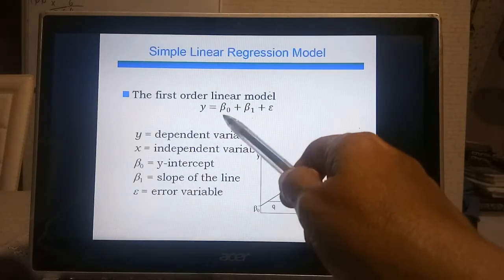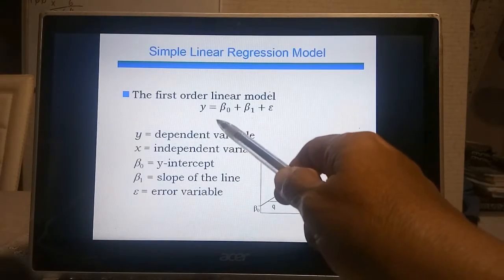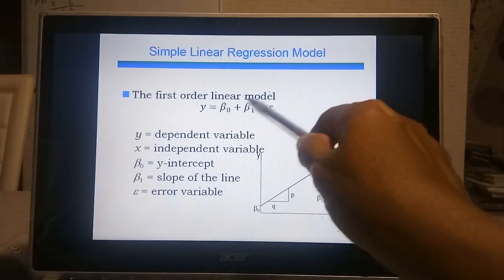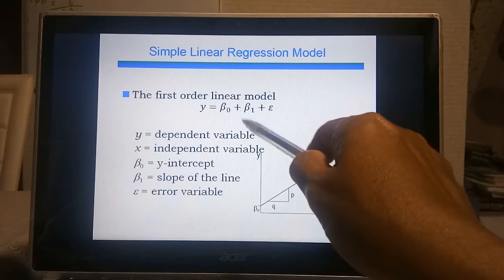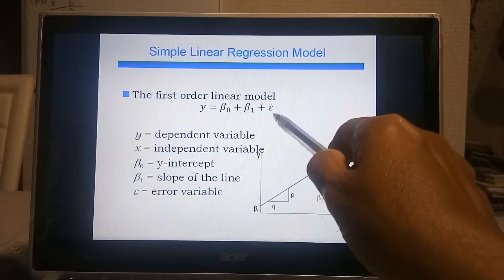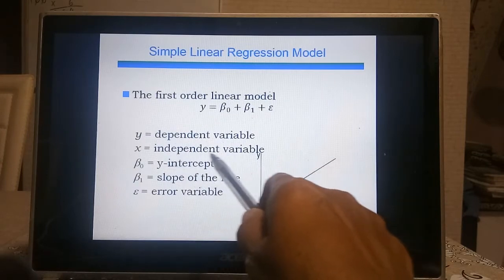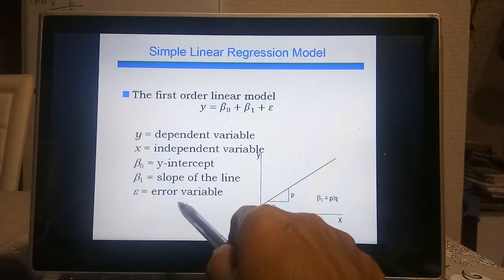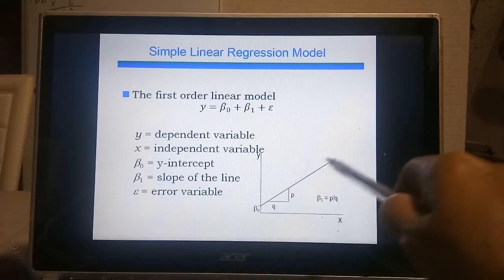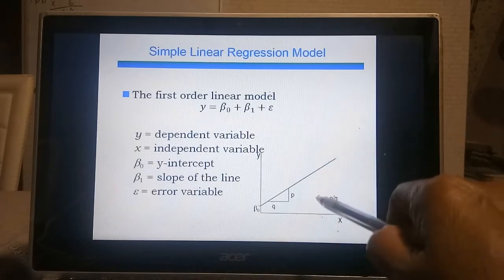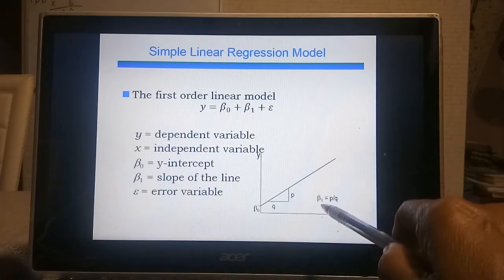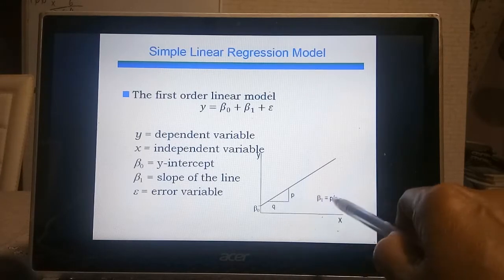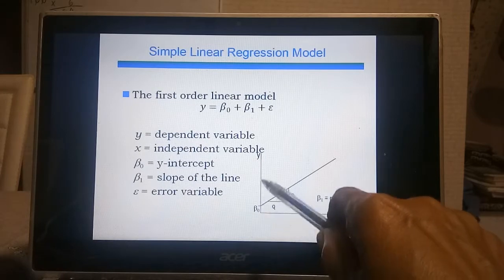So as stated in the previous slide, the first order linear model, y equal to b0 plus b1x plus epsilon. Supposed to be x here, mungkin silap typo sini. Y dependent variable, x independent variable, b0 y-intercept, b1 slope of the line, and epsilon is error variable. So a straight line kat sini. Slope is given by change in y over change in x kat sini, p over q, and b0 is at the y-intercept.